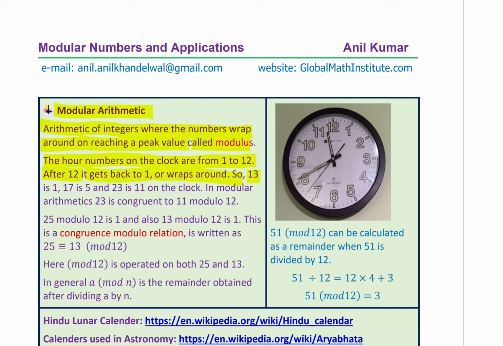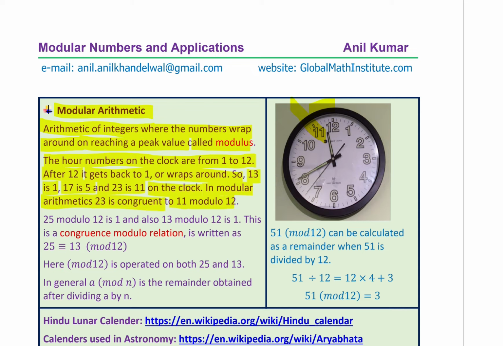So 13 is 1. 13 is equivalent to 1, saying 13 is the same as 1, correct? Or 17 is 5 and 23 is 11 on this clock. In modular arithmetic, 23 is congruent to 11 modulus 12, because 23 is 1 less than 24, so it is just about to reach 12. They have a similar position in this cyclic order of 12 numbers, correct? That is what modular arithmetic is about.